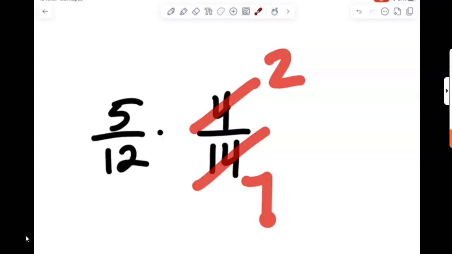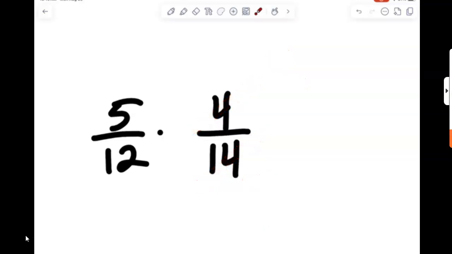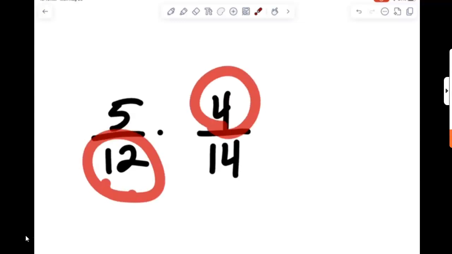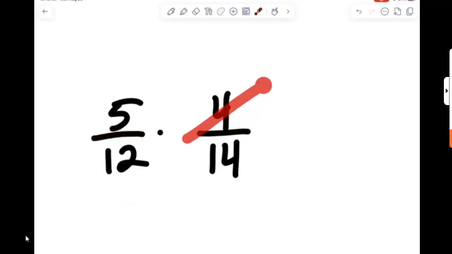And I could keep going from there. Or I could say, hey, I have a 4 in the top here, and I have this 12 in the bottom. I could divide 4 out of both of those. 4 into 4 goes one time, 4 into 12 goes three times. Okay? And then at that point, you would look to see if there's anything left that you can simplify. So there's different options, so you can go different routes.